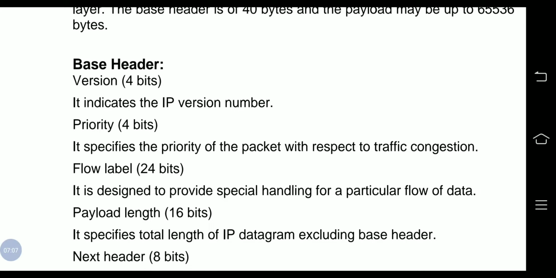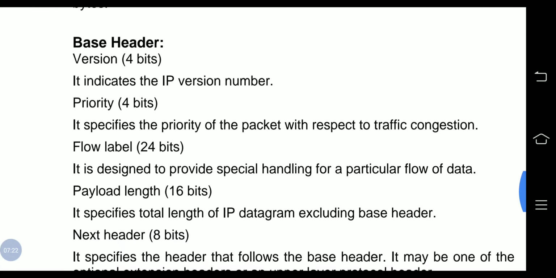So in a situation like congestion, the priority set nodes can communicate first and others can wait for them to complete the communication. So that is the actual use of this priority bit.